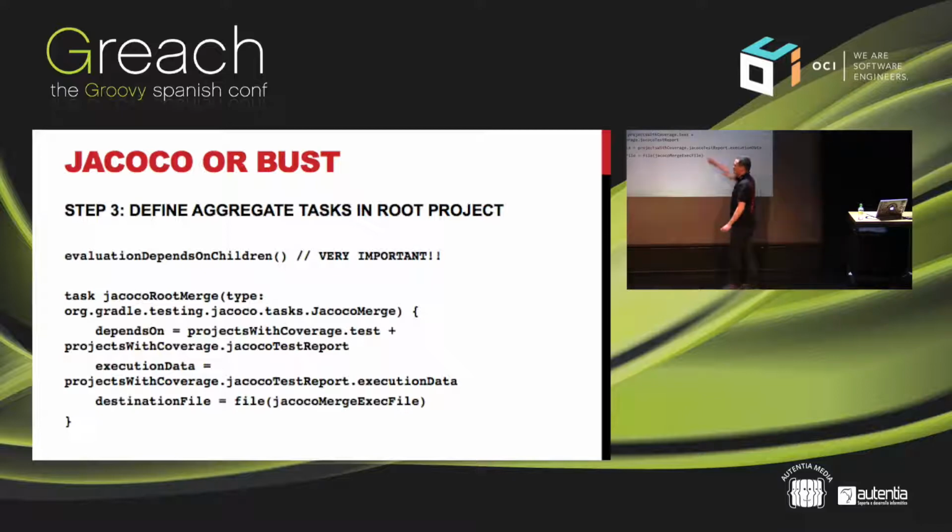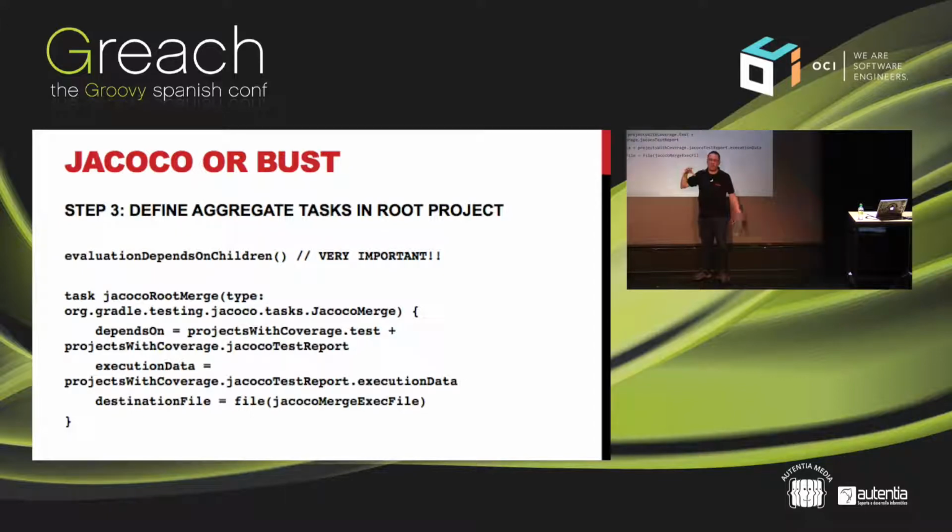First, your root file must have evaluation depends on children. If you do not, then projects are going to be configured in whatever way Gradle considers best. But that means perhaps the root file will finish before the children. And what you want is all the children to finish setting up so that you have compiled the whole list of projects that can be covered, and then you continue. That's why we have that one. So now after that, when I invoke this thing, I have all the projects that can be covered.